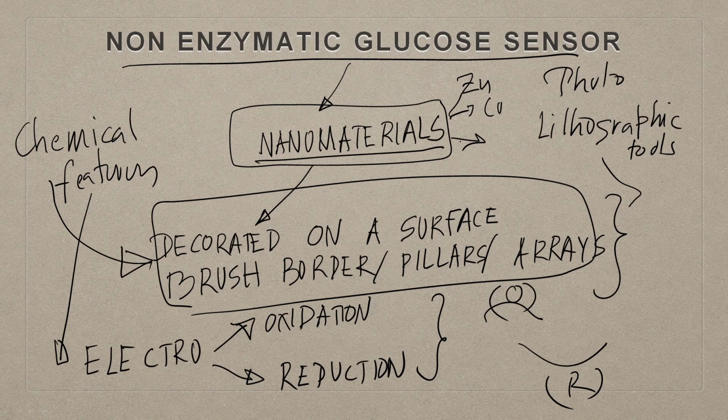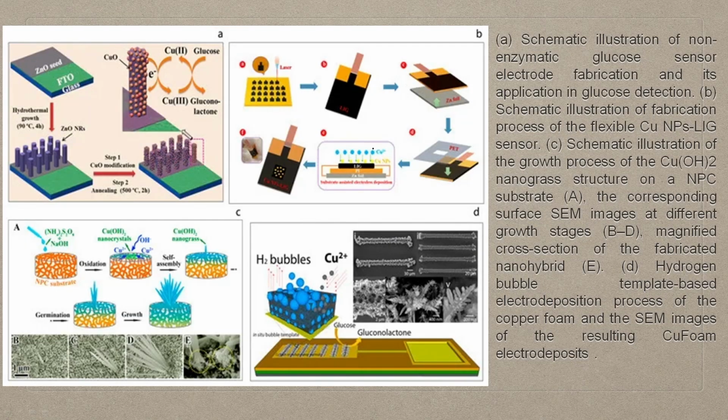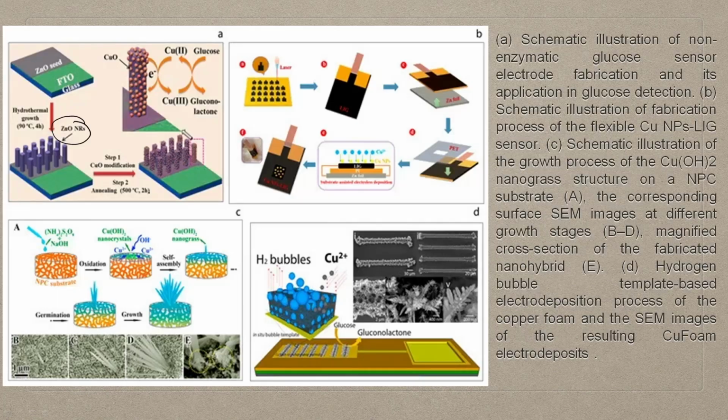So, we will see a few case studies. First we will talk about vertically aligned zinc oxide nanorods, which were grown on a fluorine doped tin oxide electrode. Okay. So, if you look at the picture, you have zinc oxide. Now, hydrothermally grown zinc oxide nanorods on the electrode surface were then modified with copper oxide nanostructure.